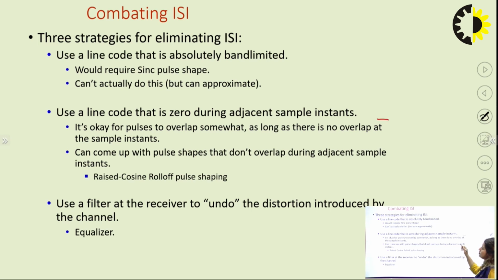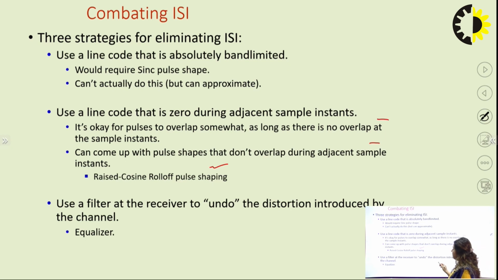It's okay for pulses to overlap somewhat as long as there is no overlap at the sampling instant. So it's okay, they can overlap with each other, but they must not overlap at a particular sample instant. We can come up with pulse shapes that don't overlap during adjacent sample instants. So there is a method called the raised cosine roll-off pulse shaping method. By this method the pulses may overlap, that's okay, but they cannot overlap at the next pulse's sampling instant. So we have to look into this: the pulses can overlap, but not at the sampling instant.